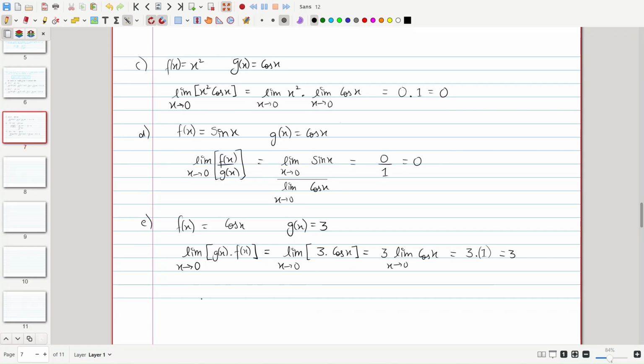So it's correct. And lastly, the simple constant identity. If g(x) is a constant, then it simply comes outside the limit and the rest remains as it is. So limit x tending to 0 of 3 times cos x is 3 times 1, which is equal to 3. So this was all for this lecture. In the coming lectures, we will discuss more theorems, more identities, and we will be solving many more interesting problems. So stay tuned.